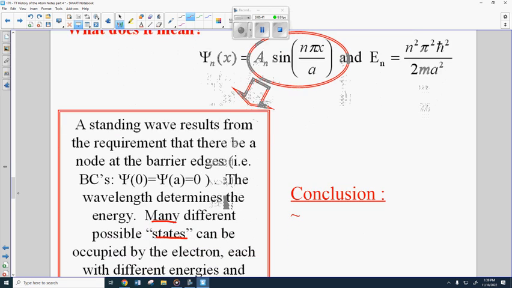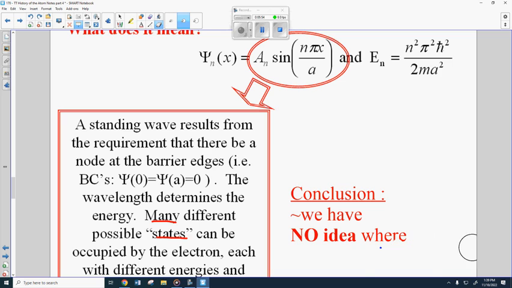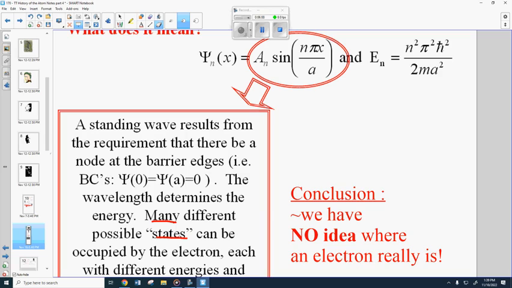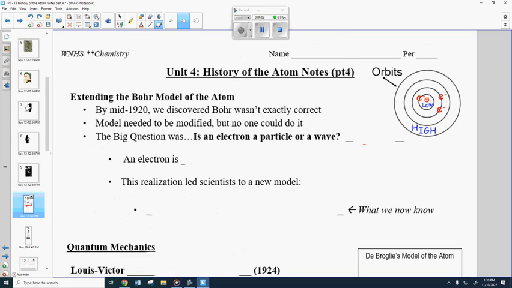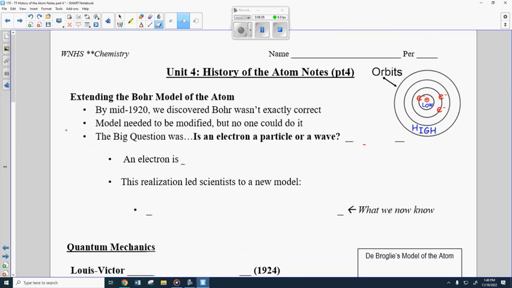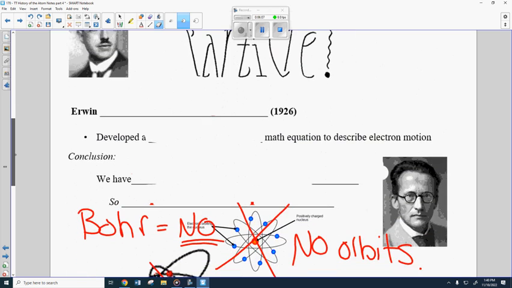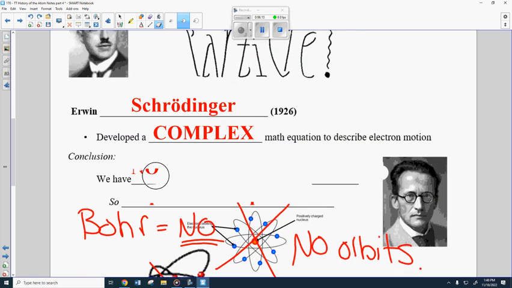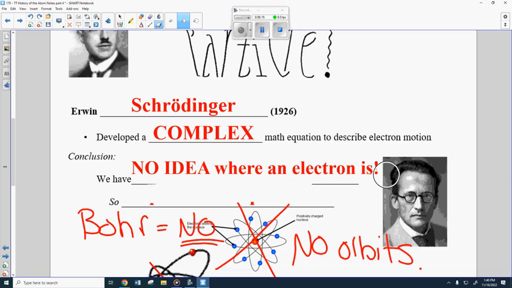The bottom line is, this results from the requirement that there be a node at the barrier edges. We have wave-like properties, people, and his conclusion, if you want to sum it up, is that we have no idea where an electron really is. We have no idea where electrons really are at any given moment in time. No clue. So if I'm scrolling down here, I'm back to Evan. Here we are. So that complex math equation found out we have no idea where an electron really is. We don't know.